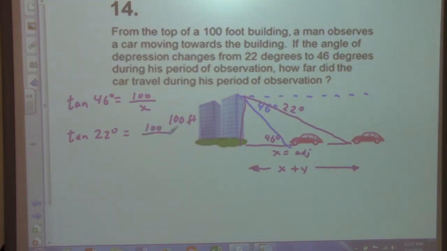100 over x plus y. So x is equal to 100 over tangent of 46 degrees, and x plus y is equal to 100 over tangent of 22 degrees. And you should get these two numbers and subtract them to get this distance here. Does that make sense?